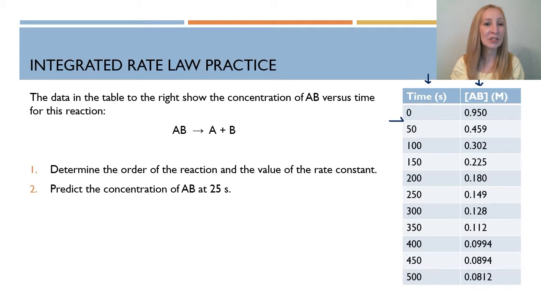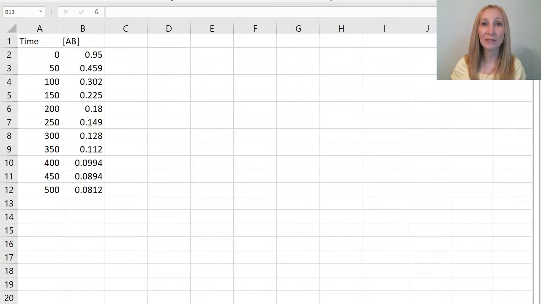What we want to do is determine the order of the reaction and the value of the rate constant. And then we want to use the equation for the best fit line to predict the concentration of AB at 25 seconds, which is going to be somewhere in between 0 and 50. So we can make some predictions about that.